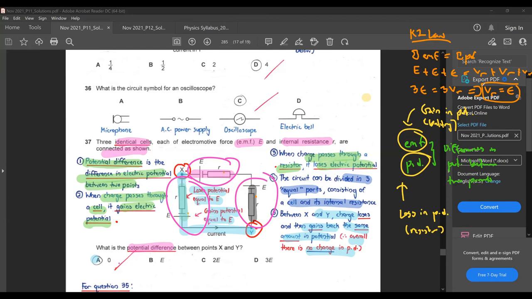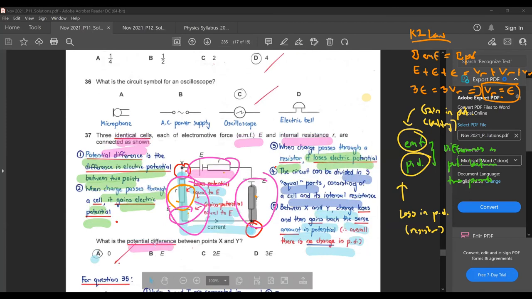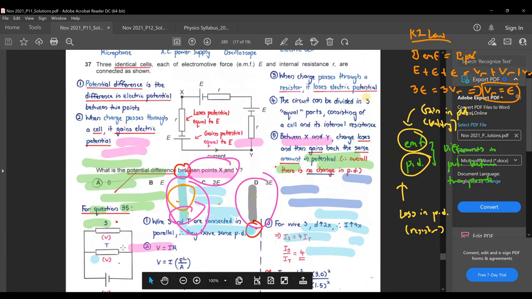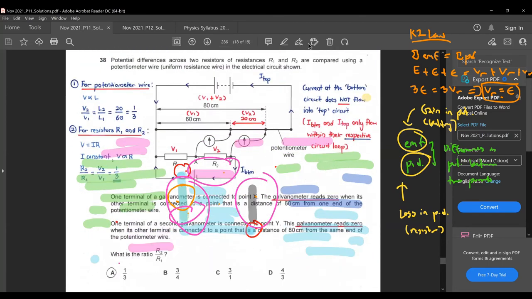Okay, so this is another way of looking at it, like why I say that. Why is it that the PD across R is actually equal to E? It's because if you apply Kirchhoff's second law, you eventually come to this conclusion. VR is actually the same as E itself, okay? So it will lose potential equal to E for the internal resistance. And then after that, when it goes to the battery, it will gain back potential equal to E, okay? Right, so the answer is zero for this question. Okay, so this one is fine. Then after that, we go to the next one.